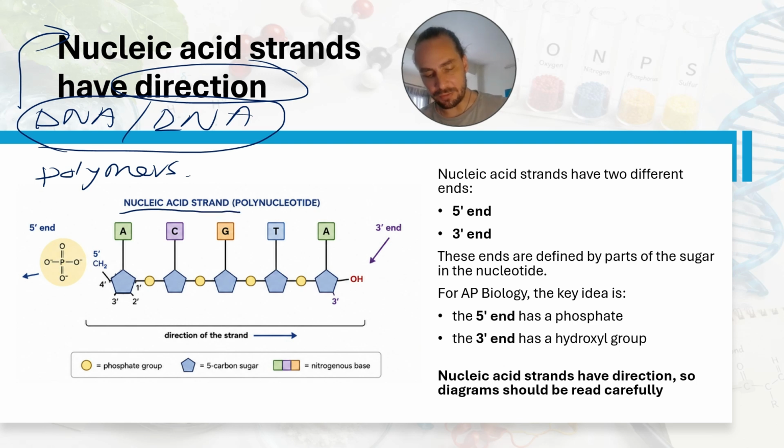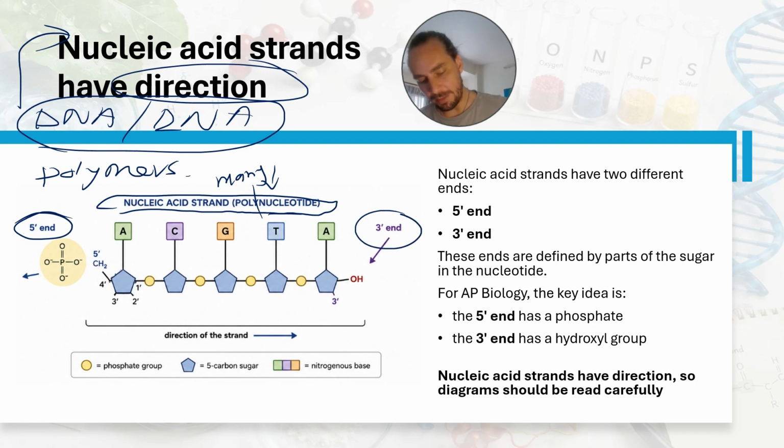If I look at this strand, okay, a nucleic acid strand, which is a polynucleotide, meaning poly means many nucleotides, okay, they have directions. So we have a 5' end and we have a 3' end. Okay, now for AP biology, you need to understand that the 5' end has a phosphate group and that the 3' end has a hydroxyl group.